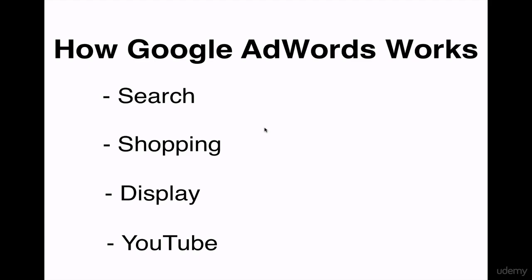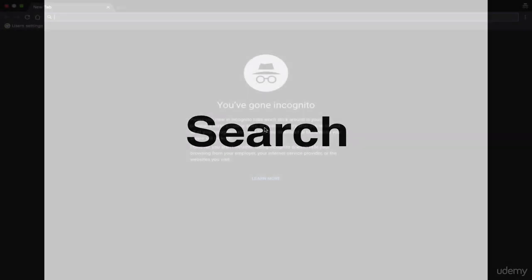Before we dive into the nitty-gritty of creating your AdWords account and creating campaigns and ad groups and writing ad copy and choosing keywords, I want to be sure that we have a really solid foundation and understanding of how Google AdWords works and what options you have for advertising through Google. So there are four main categories of advertising that you can do through Google. You have search, shopping, display, and YouTube.